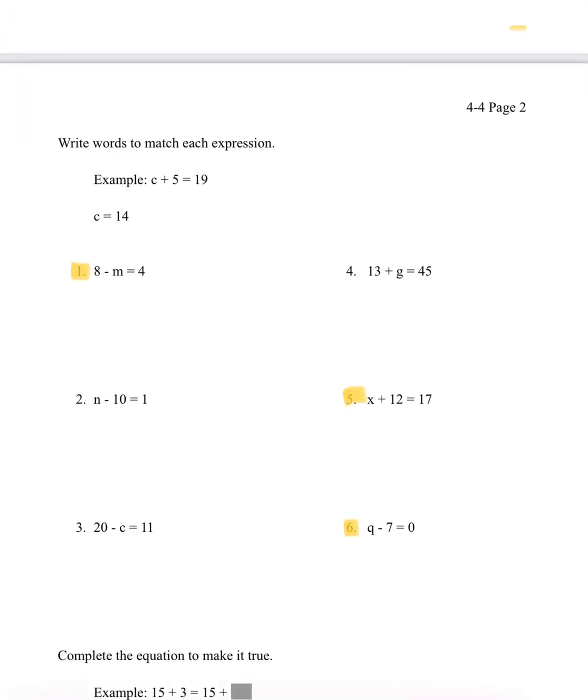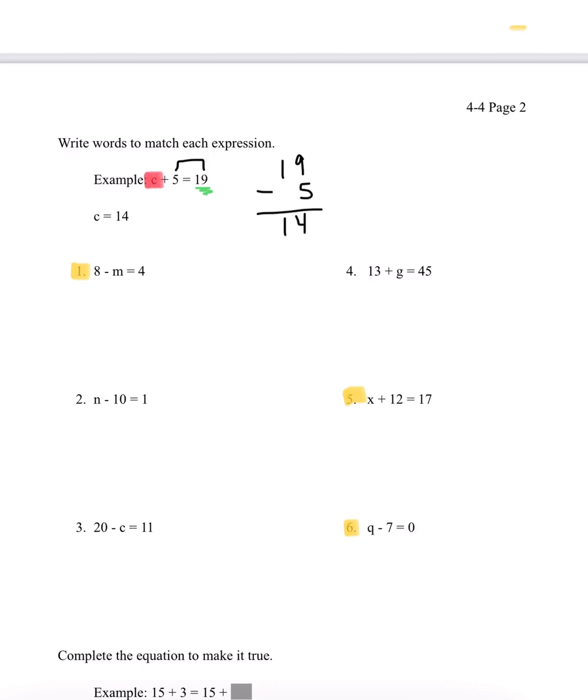So example, it has C plus 5 equals 19. So we have to find out what C is, C plus 5, to get our answer of 19. So here, how to do it is subtract the answer to the one number we have in the expression, which is 5. If we do 19 minus 5, we get 14.